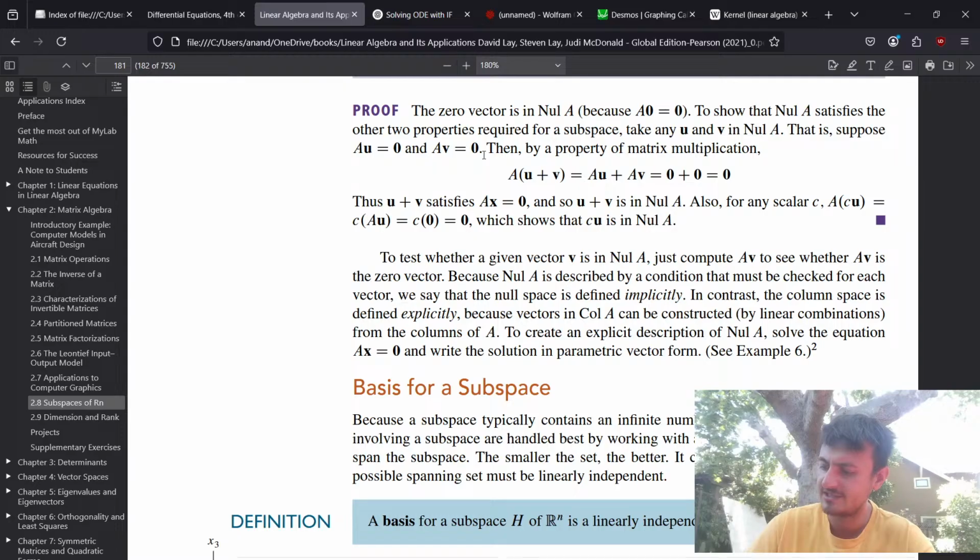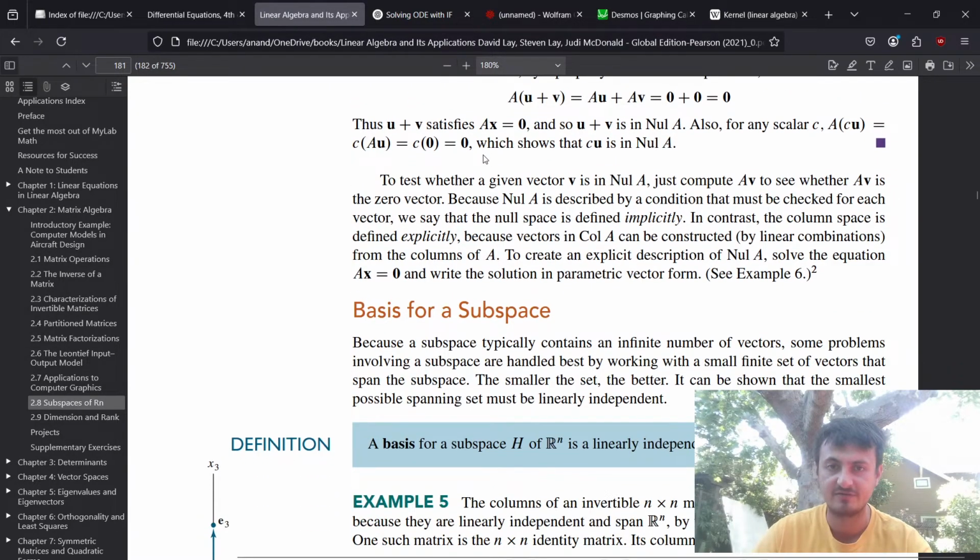So the first thing is, 1, show 0 is an element of null A. That's easy because A times 0 is equal to 0 for all A. So it really doesn't matter. So we have the 0 vector.